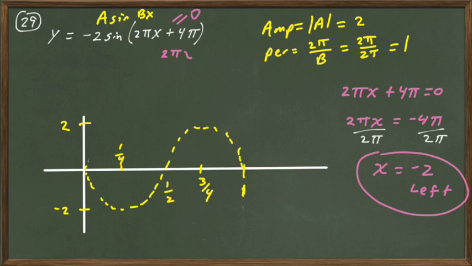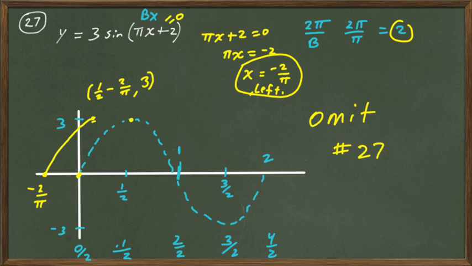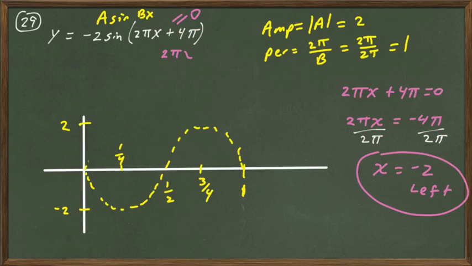Now this one, you'll notice the period has integers, no pi's, and my phase shift has no pi's? This is a fine question. This previous one, I think they made a mistake when they wrote it. I think it was supposed to be plus pi over 2 or something else here. So I do not believe 27 is a valid question.